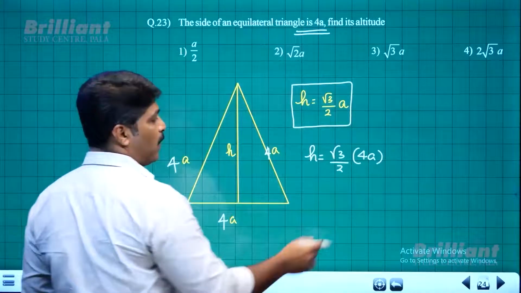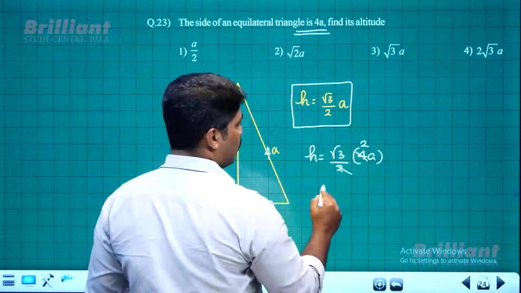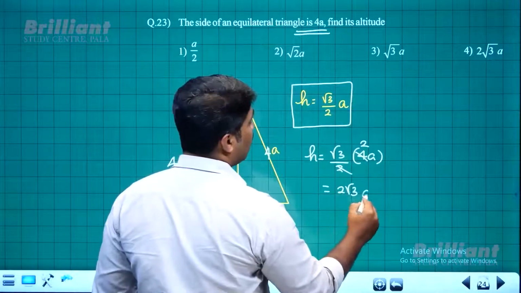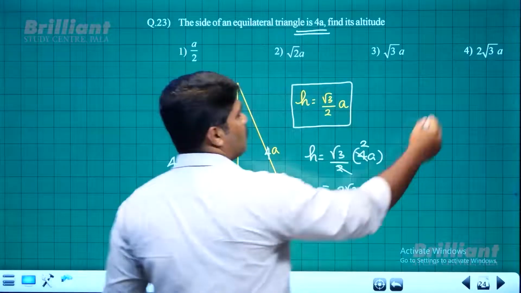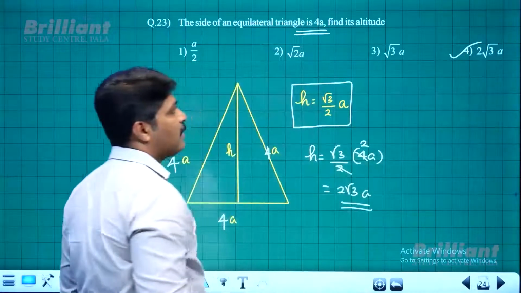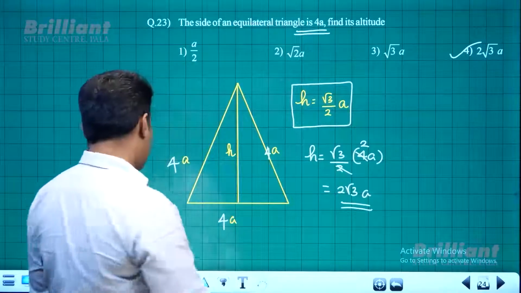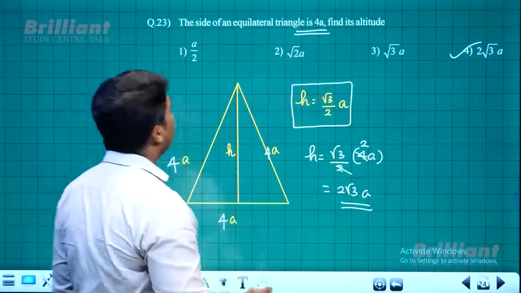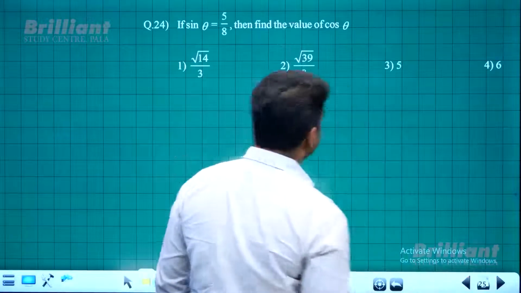So here this is 4a. So what will it become? 2. So this is 2 root 3a. Got it? So that is 2 root 3a. The answer is the last option, 2 root 3a. Okay, then move to the next question.